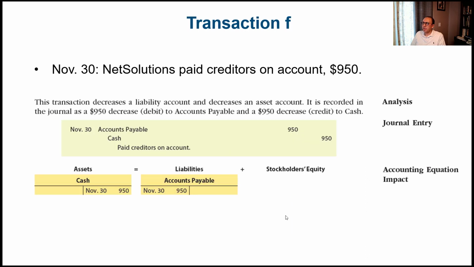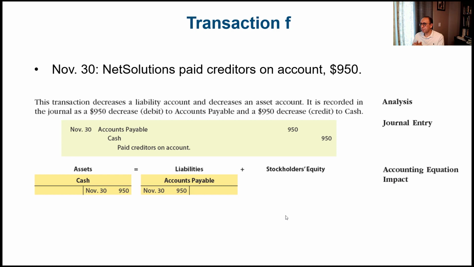So transaction F, Net Solutions paid creditors on account $950. So they paid. So what happened to cash? Cash went down, and when cash goes down, it goes on the credit side. Cash is an easy account to relate to. When it goes up, it goes on the debit side. When it goes down, it goes on the credit side. So when we receive cash, it goes on the debit. When we pay cash, it goes on the credit.